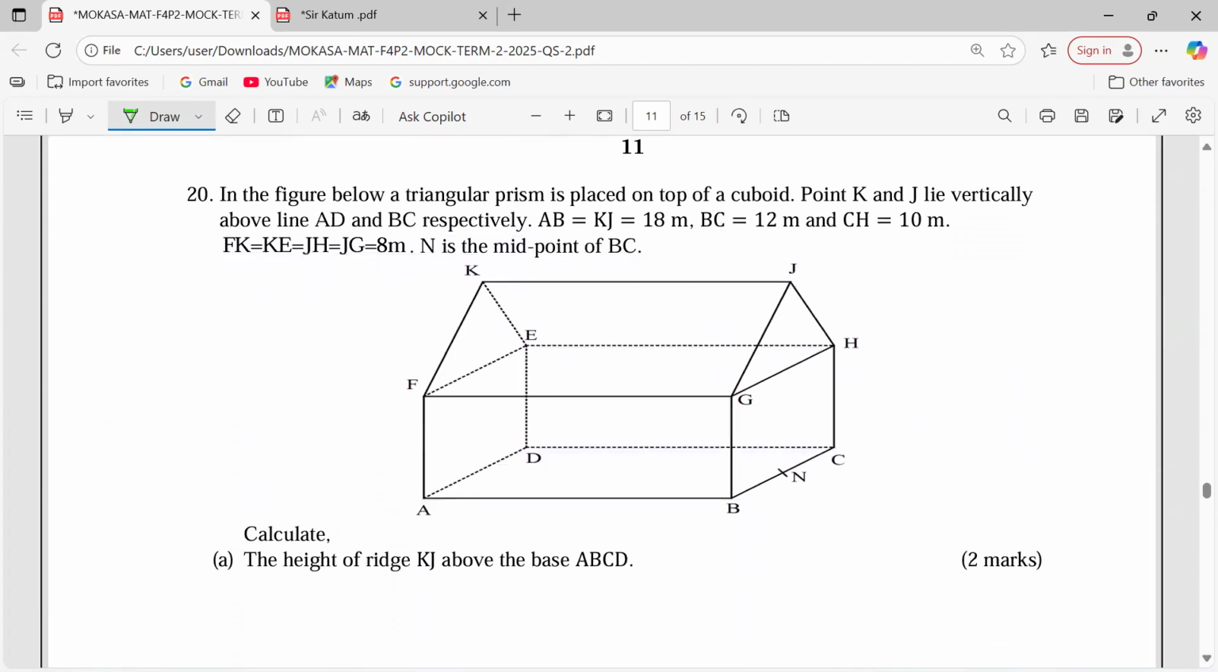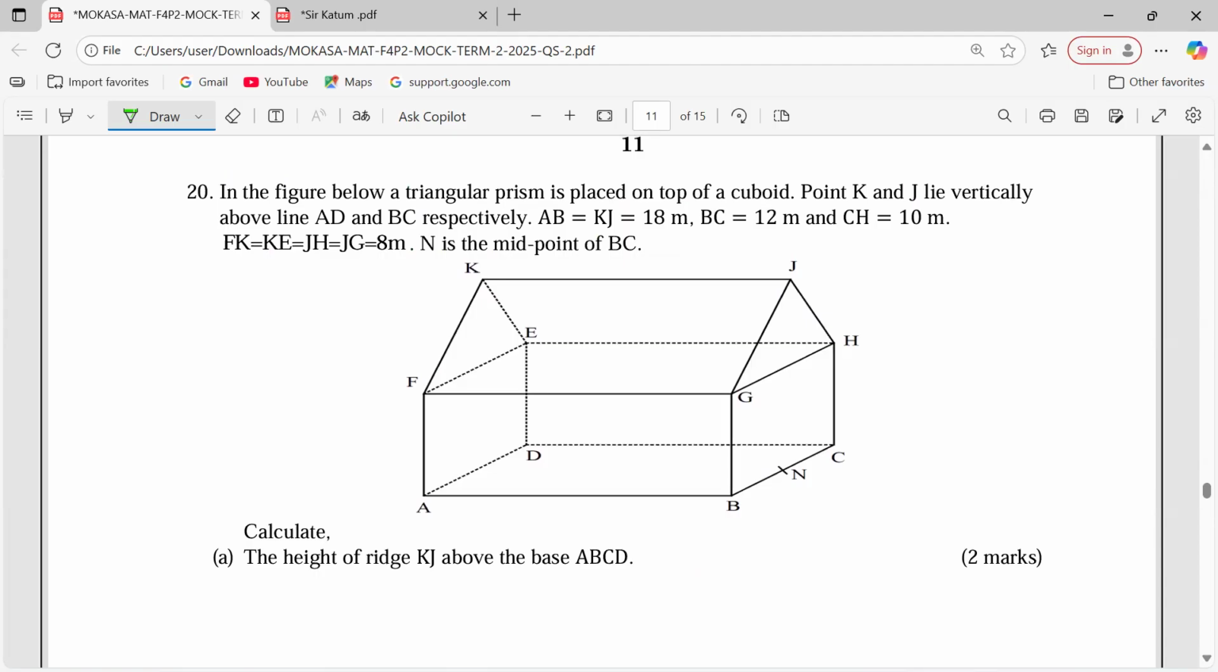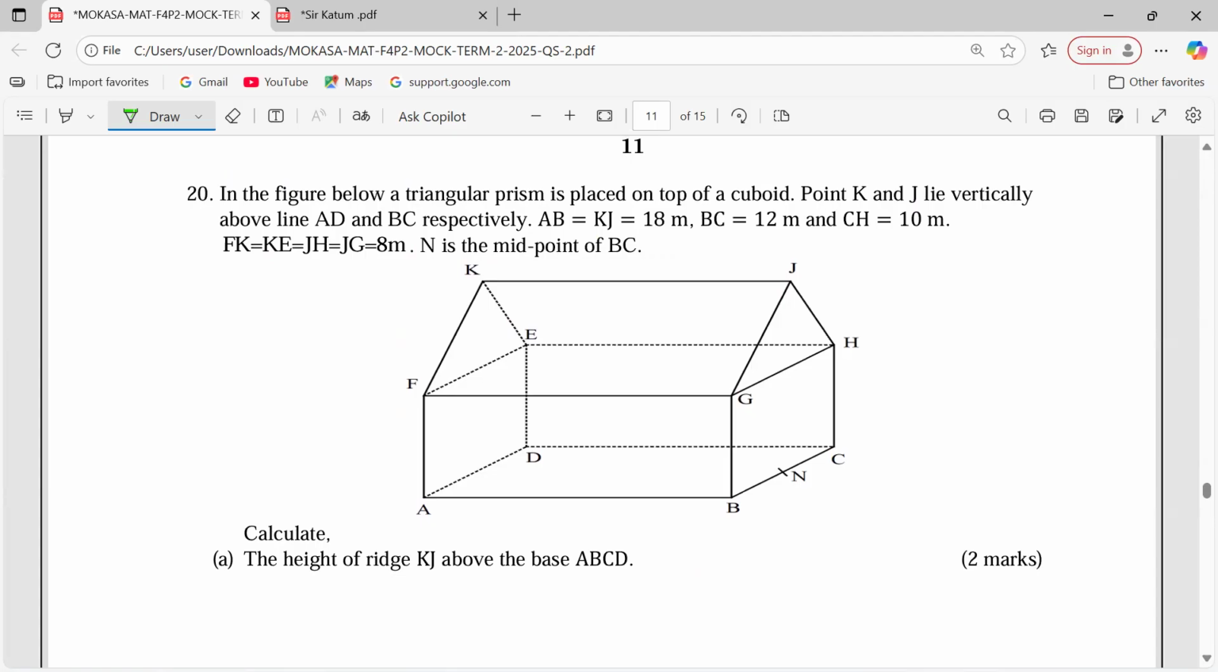We can proceed to number 20, which is a question from three-dimensional geometry. Very interesting question in this case. So we read the question together. In the figure below, a triangular prism is placed on top of a cuboid. Points K and J, as you can see, lie vertically above line AD.